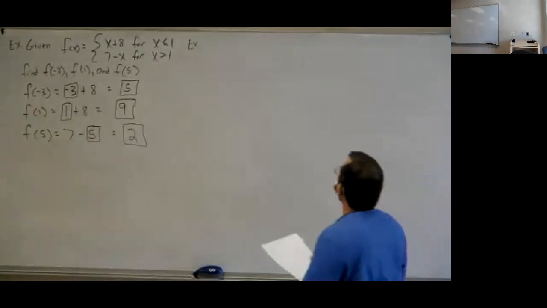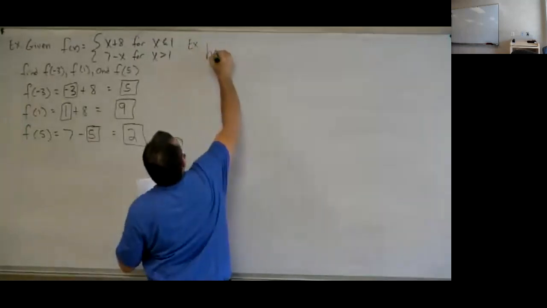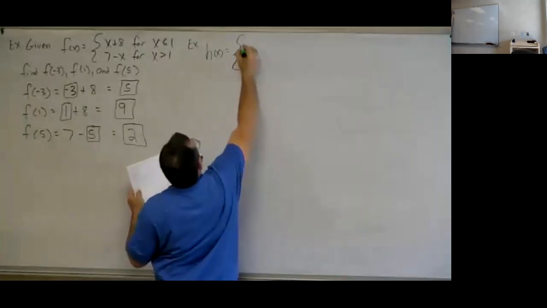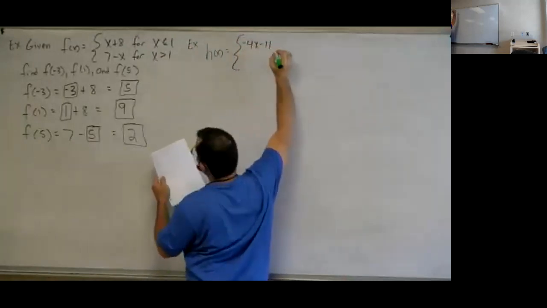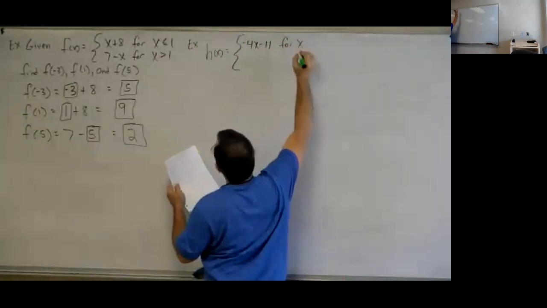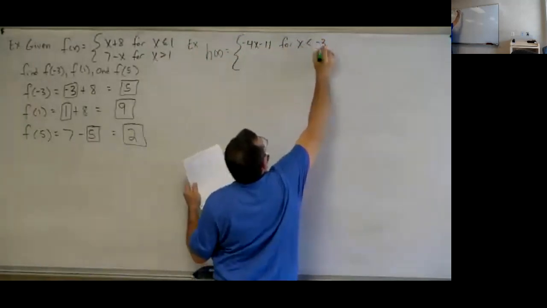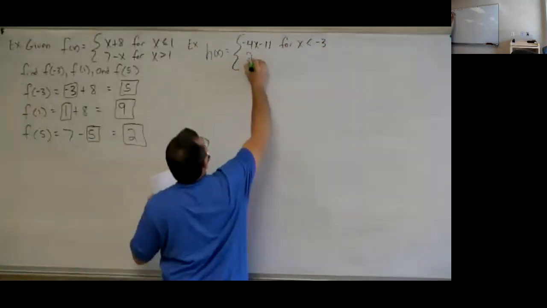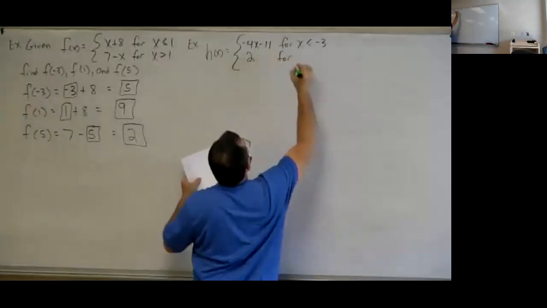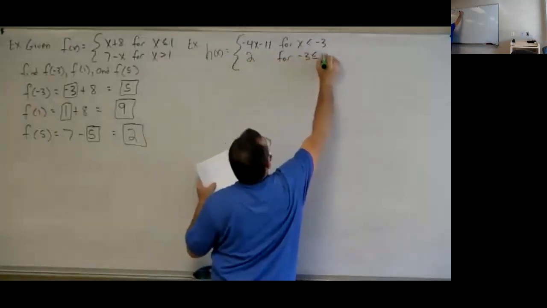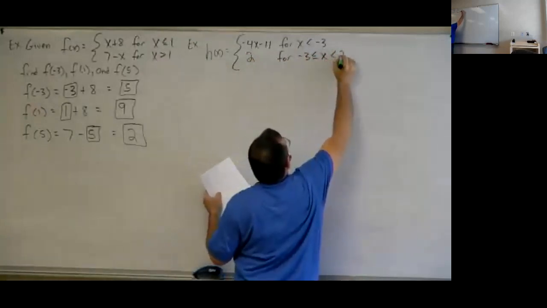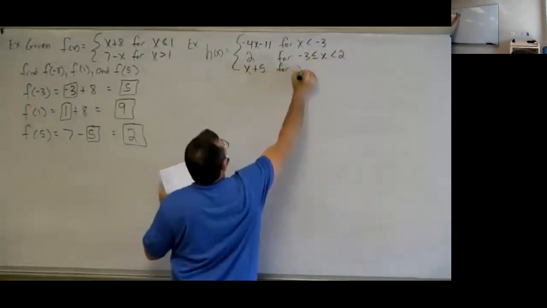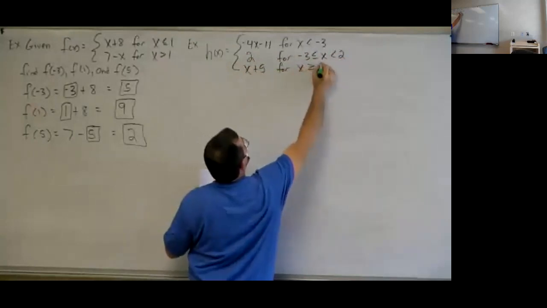All right, this has 3 on it. H of x. It's going to equal -4x minus 11 for any x less than -3. It's going to equal 2 for -3 less than or equal to my x less than 2, and then it's going to equal x plus 5 for any x greater than or equal to 2.